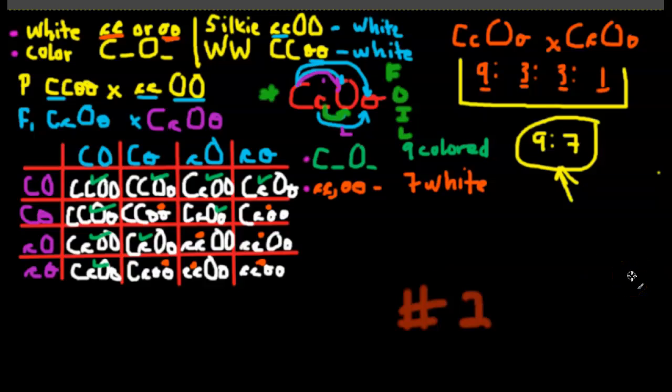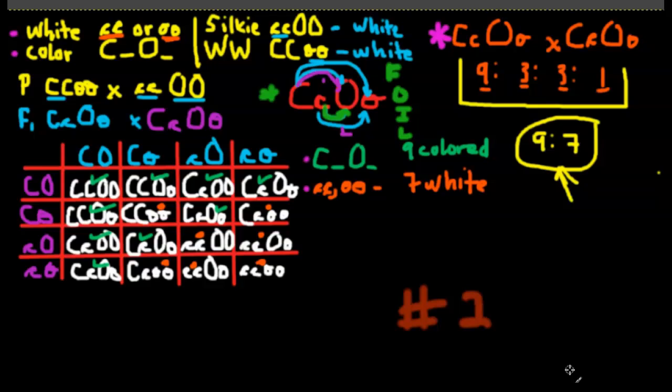On your test, you will not have to do an epistasis problem, but you will need to know the clue that this is epistasis. Look over here. When we cross two parents that are heterozygous for both traits, if you remember, we're always expecting a 9 to 3 to 3 to 1 ratio with 4 different phenotypes.